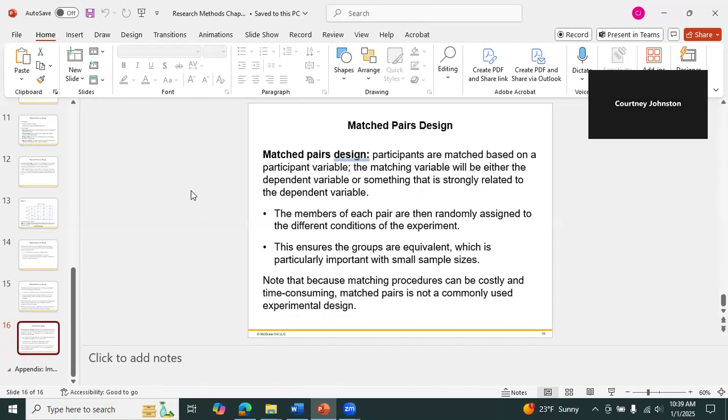So that was just a quick overview of the experimental design.